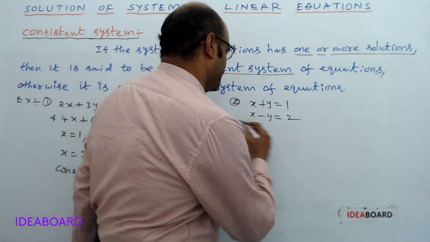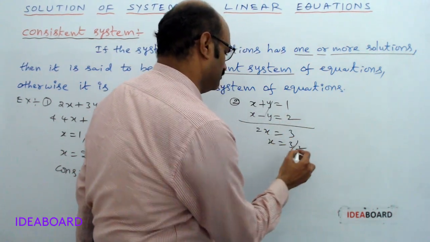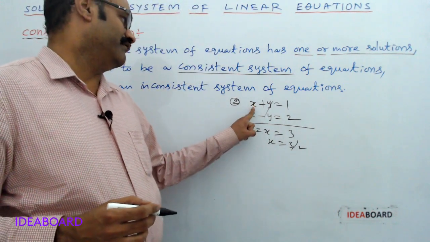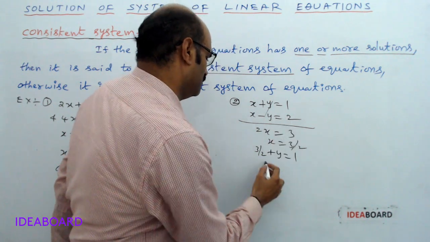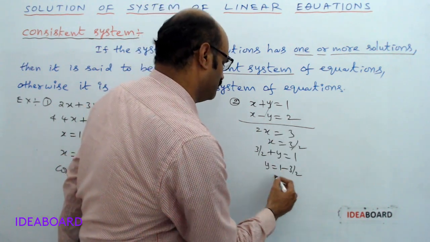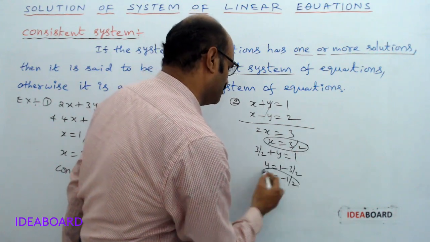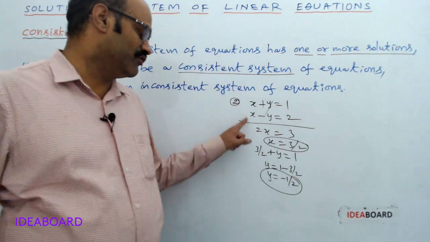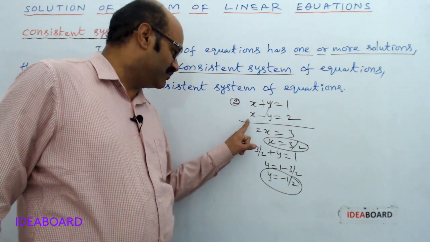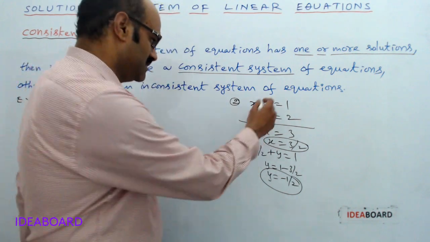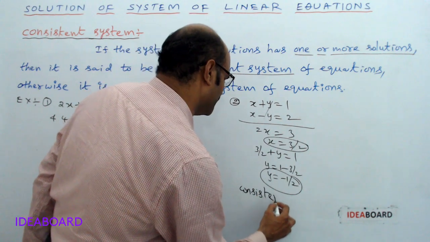If you solve them, we get 2x equal to 3, x equal to 3 by 2. When x equal to 3 by 2, y equal to 1 minus 3 by 2, that is minus 1 by 2. So x equal to 3 by 2, y equal to minus 1 by 2. In this case, we have only one solution. So we say that this system is said to be a consistent system of equations.